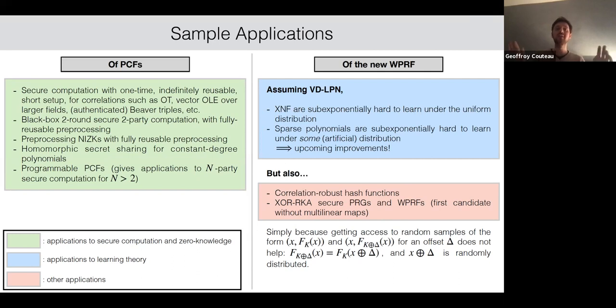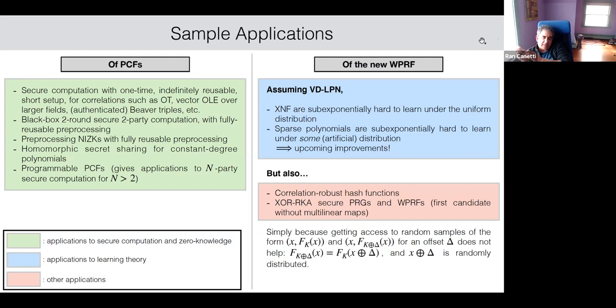So really, all the preprocessing of all the future MPC protocols you might want to run will be reduced to this one-time interaction and only local computation. And this has a bunch of applications to other zero knowledge and MPC-related problems like two-round secure computation, NISIC with preprocessing, homomorphic secret sharing, and the like.